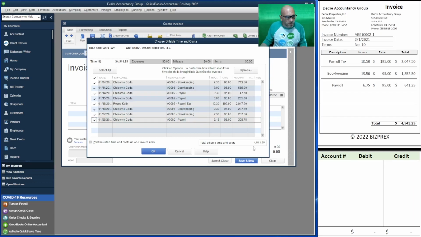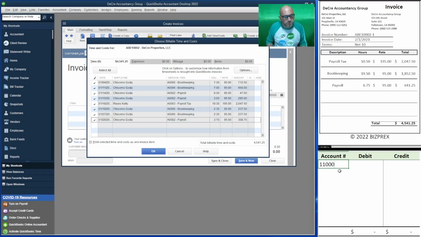All right, so we have $4,541.25, yes, it works, awesome, right? Perfect, so here we are, creating this invoice. Now, what happens when we're creating this invoice? At this point, we will actually have accounts receivable impacted, my apologies, not accounts payable.